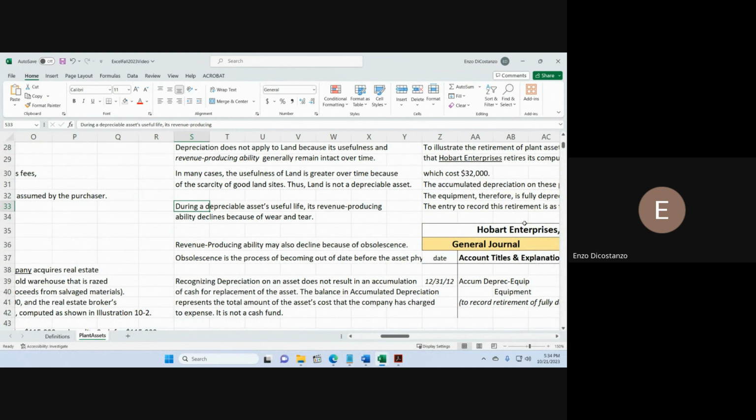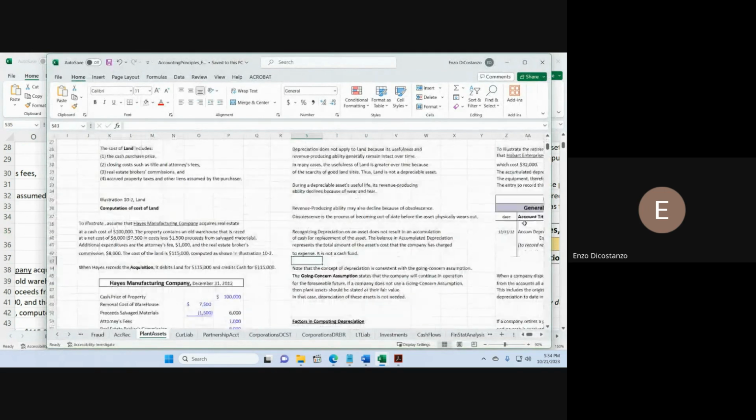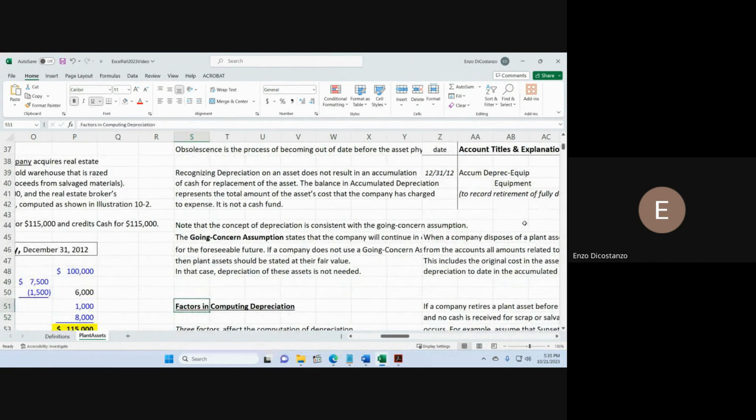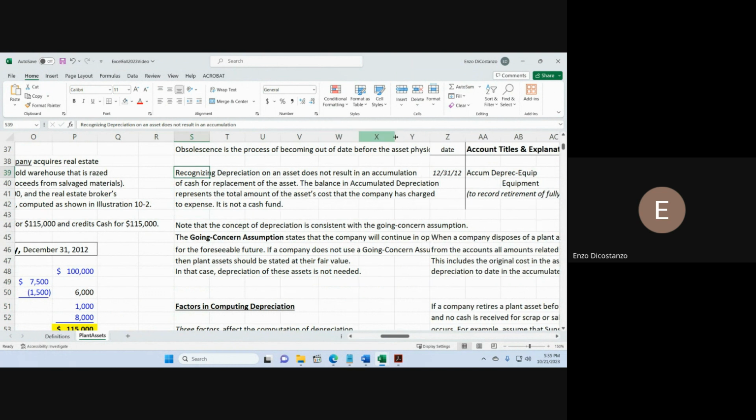During a depreciable asset's useful life, the revenue producing ability declines due to wear and tear. Obsolescence can reduce revenue producing ability, becoming out of date before the physical asset actually wears out. That can happen. And actually, all of these should be opened up a bit.